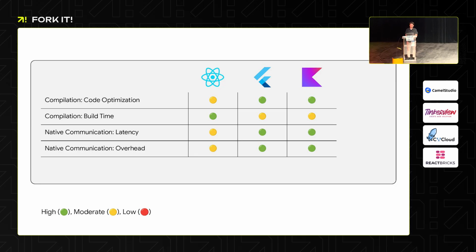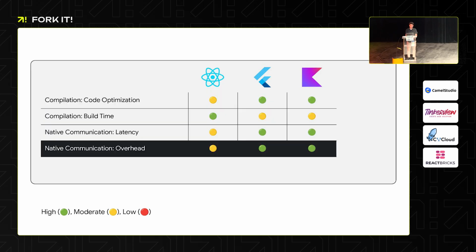Okay, so for native communication, for latency and overhead, that's not the best thing for React Native. So Flutter and Kotlin have better performance in native communication. So if you want to build an app that has a lot of platform-specific APIs, the best option is to go with Flutter or Kotlin.